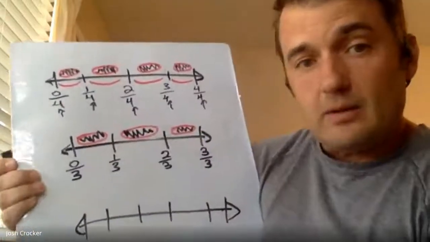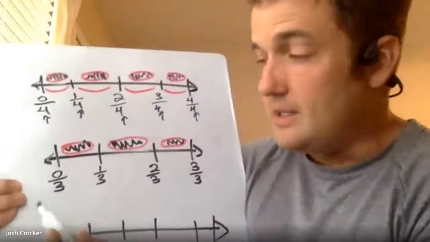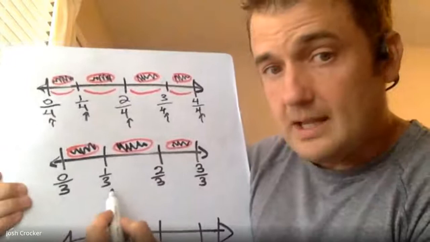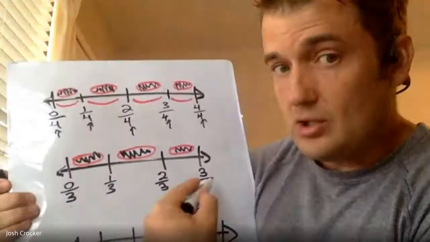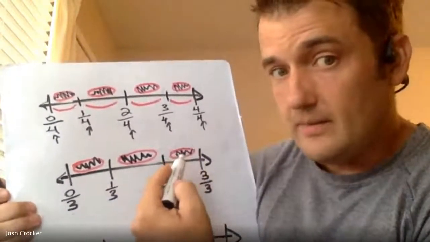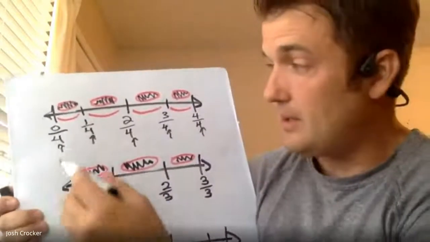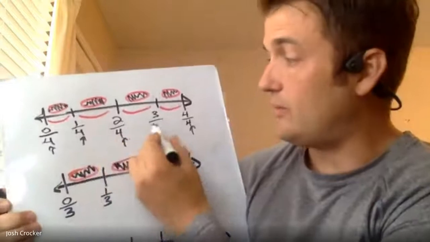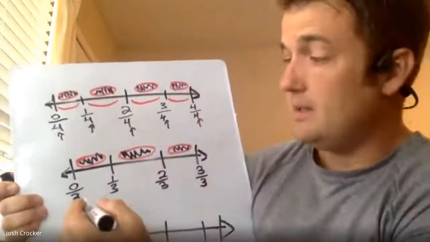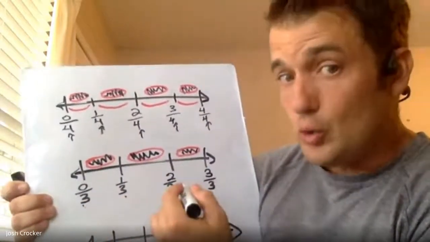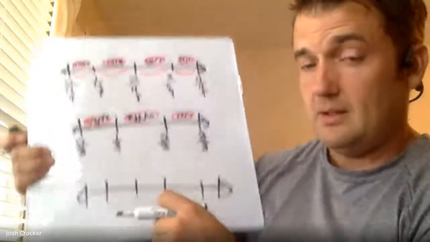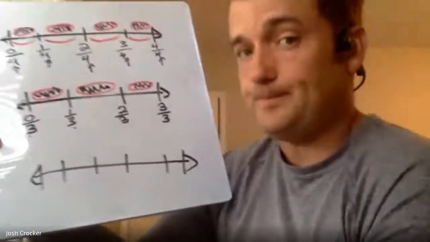So that's how that works. You see how the denominator stays the same. The denominator tells you how many pieces there are, and the numerator on these number lines will just steadily count up. 0/4, 1/4, 2/4, 3/4, 4/4. 0/3, 1/3, 2/3, 3/3.